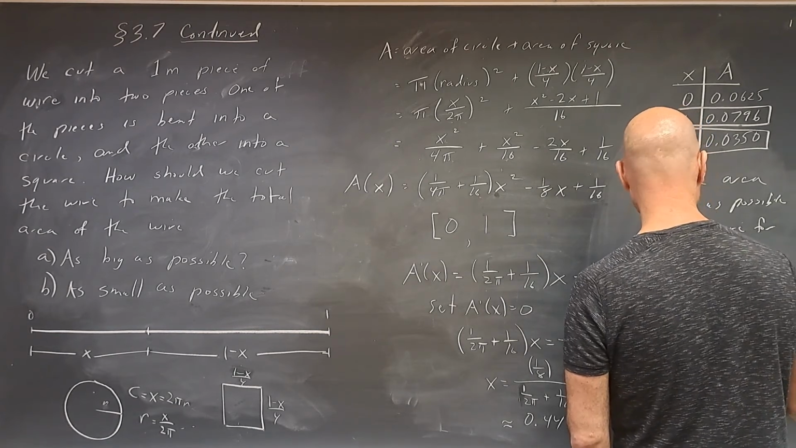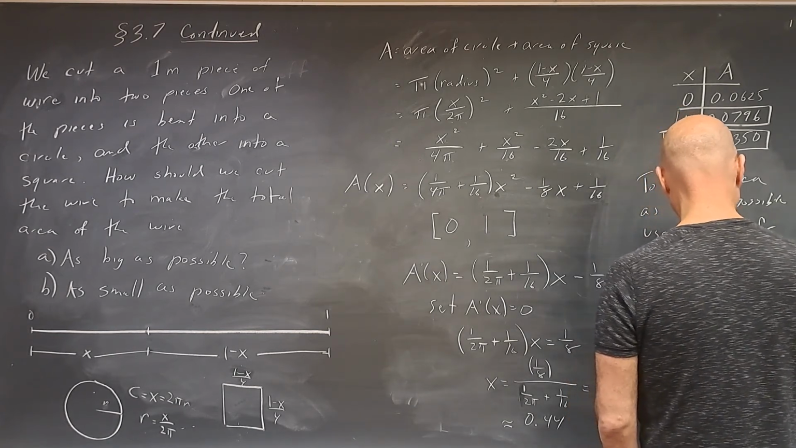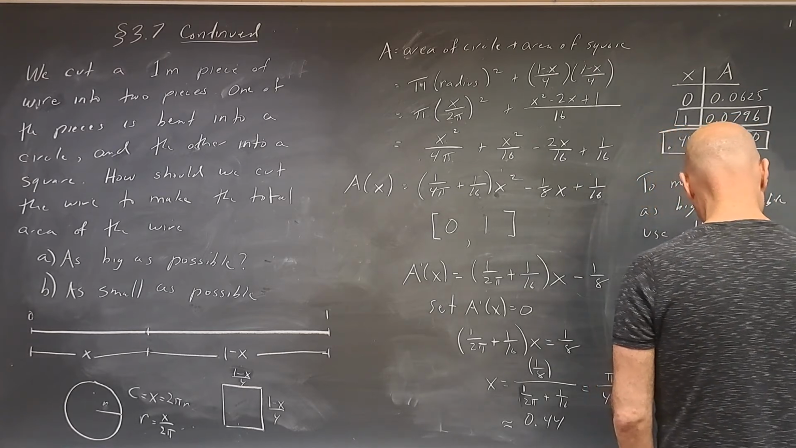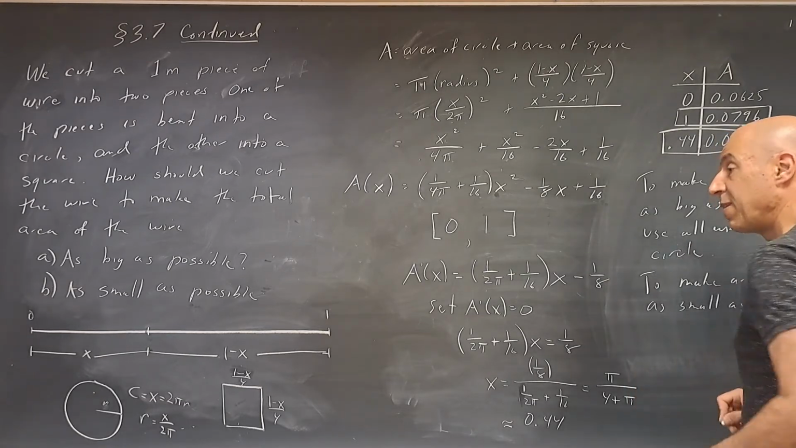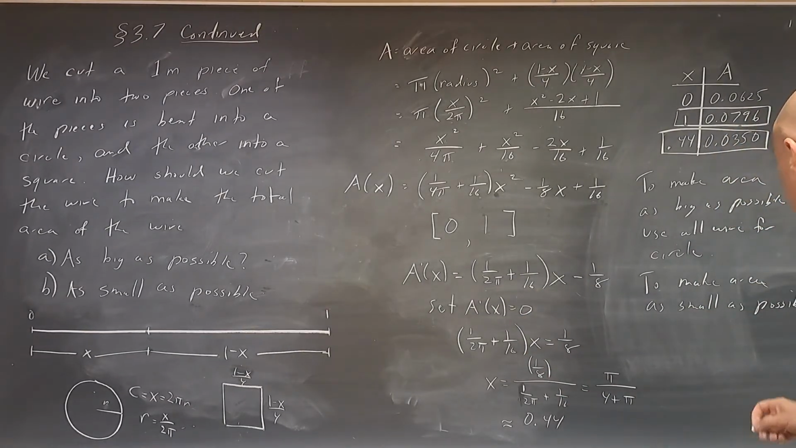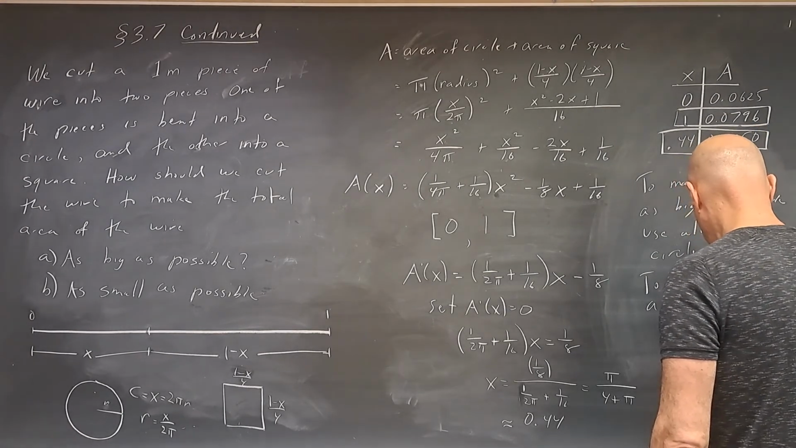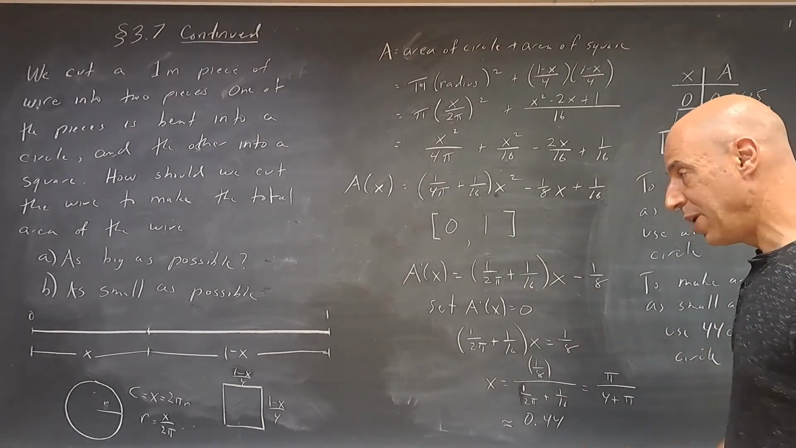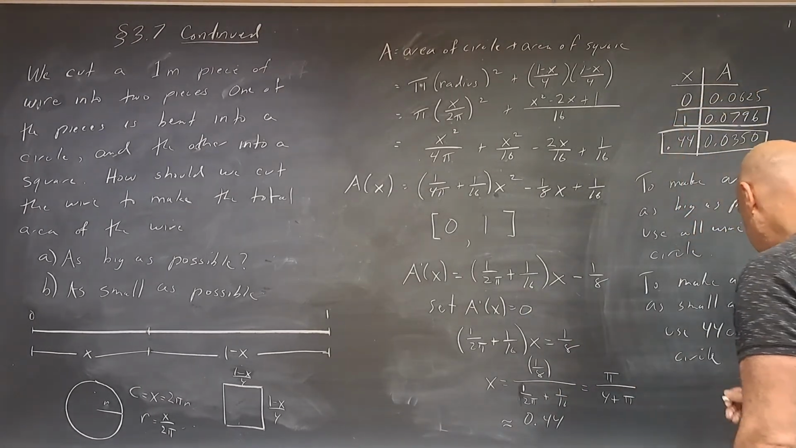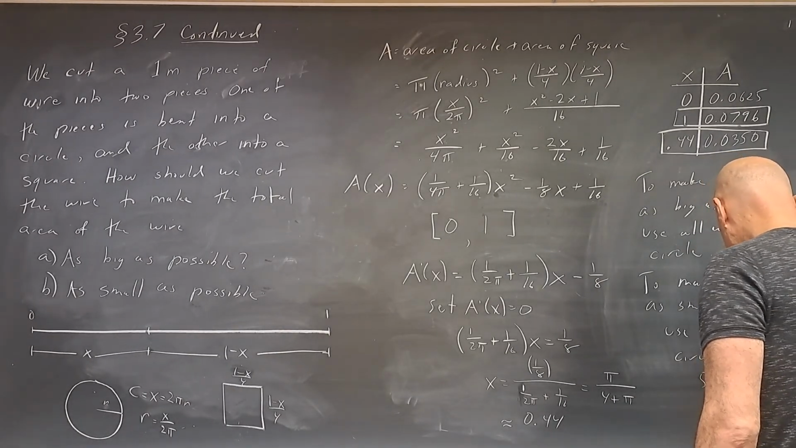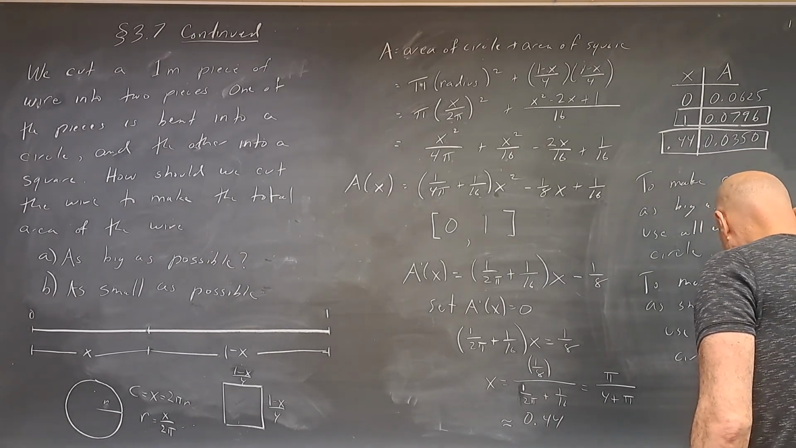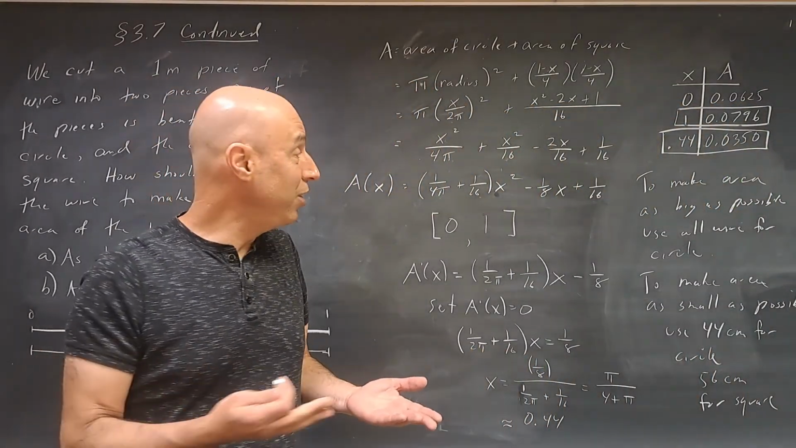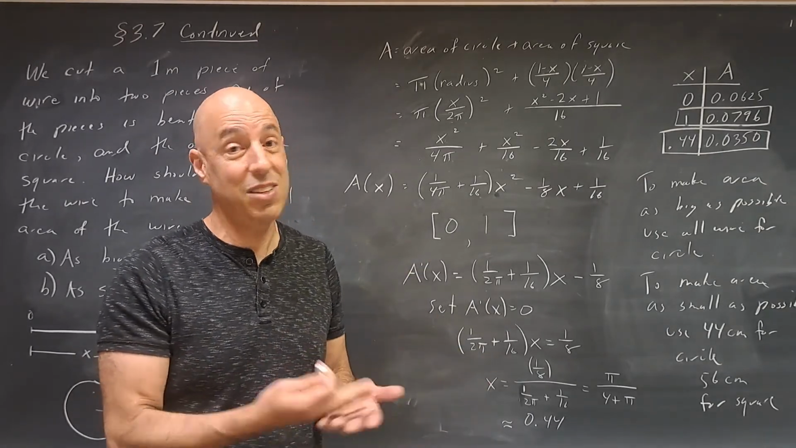And to make the area as small as possible, we use 44 centimeters for the circle, and 1 minus 44 centimeters, which is 56 centimeters, for the square. That was a difficult problem in terms of computation, just because the numbers didn't work out beautifully, but other than that, the steps are exactly the same.